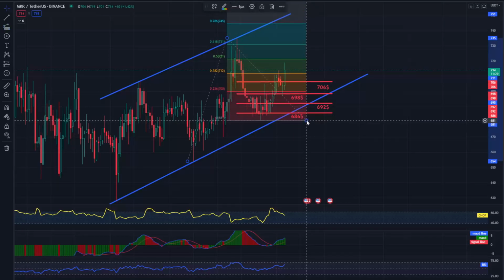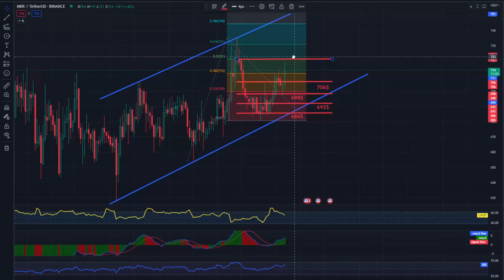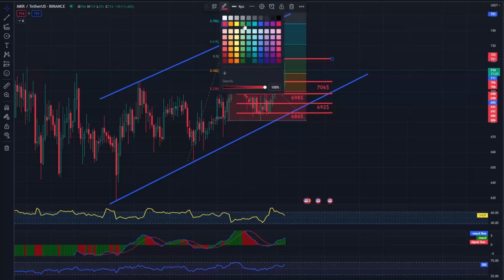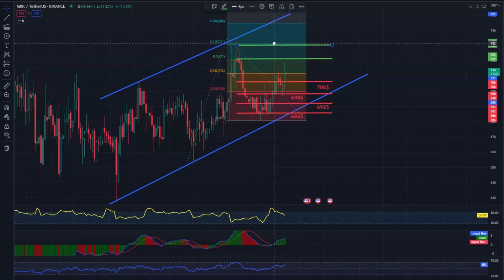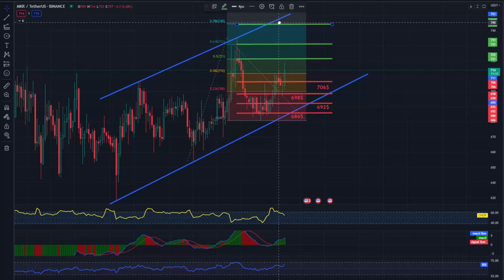Looking the other way, we see that the price has approached a strong resistance at $721. When it manages to break it, the second resistance is at $731. Then the third resistance is at $744.